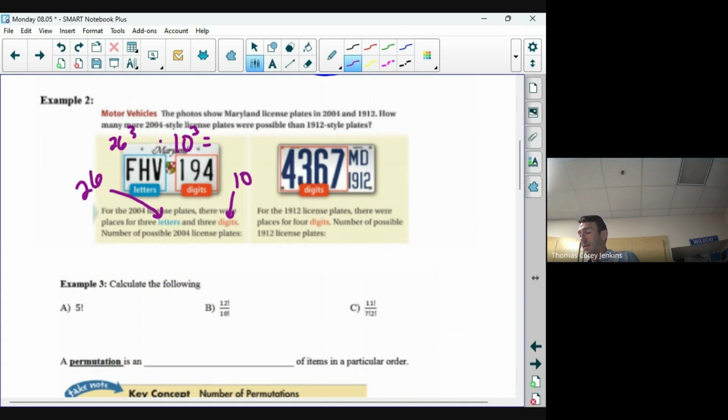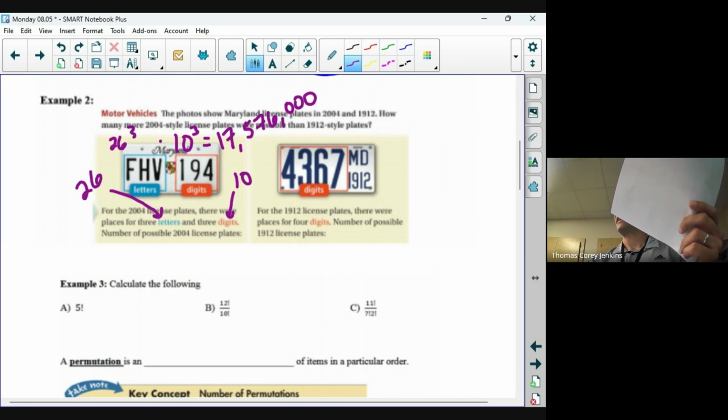Give you a second to do that. You should be seeing the number 17,576,000. So lots of combinations there. Anybody need to see that on the calculator? Are we feeling okay? All right.